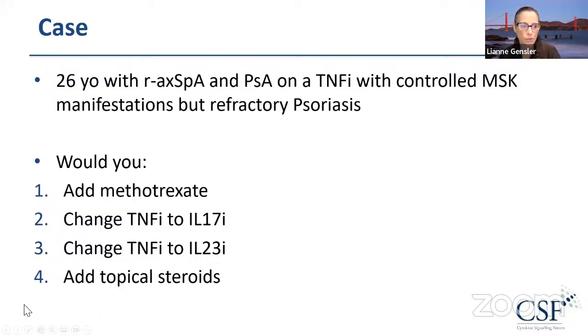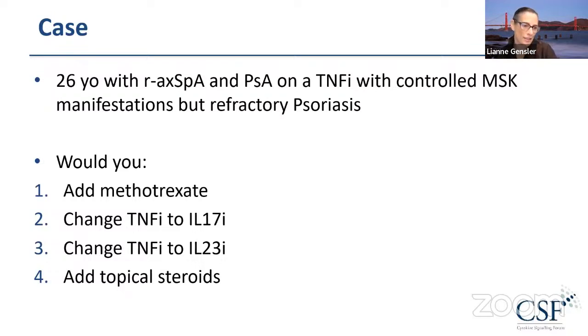And the question is, would you add methotrexate, change the TNF inhibitor to an IL-17 inhibitor, change the TNF inhibitor to an IL-23 inhibitor, or add topical steroids? And I think, again, these are real cases that we contend with where we struggle because one manifestation, the arthritis or the sacroiliitis, is controlled, but this manifestation is active. So what do you do in this setting?